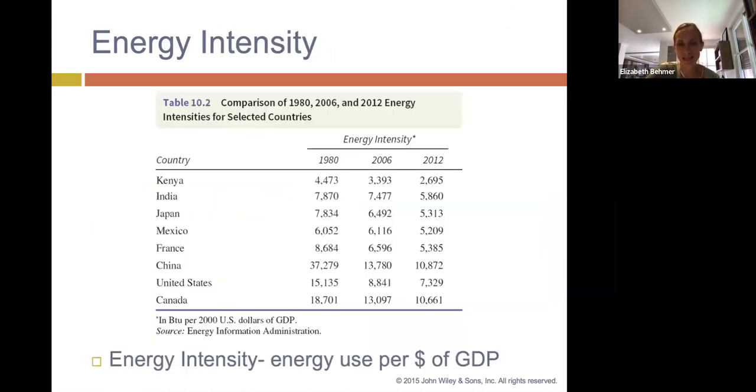Energy intensity. This energy intensity is the energy use per money of the GDP. So we see energy intensity is most intense in Canada and the United States and China, especially in recent years.